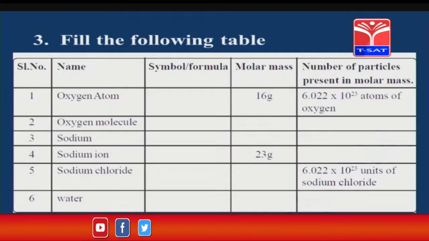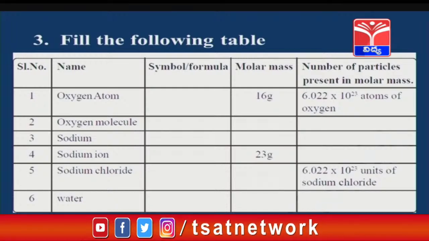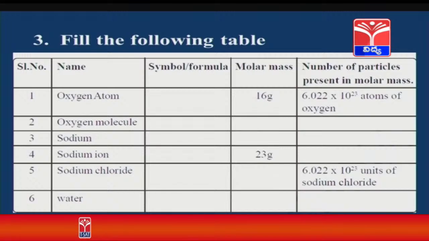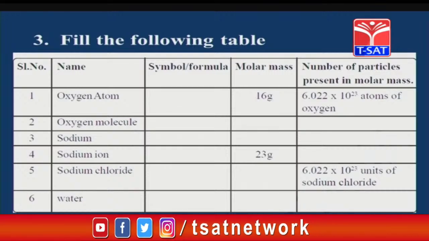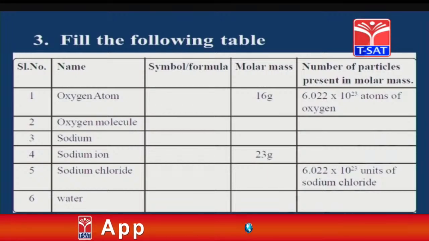And next, third one, fill the following table. Here 5 columns are there. In first column serial number is there, in second column name is there, and third column symbol or formula, in fourth column molar mass, and fifth column number of particles present in molar mass. Serial number 1, name oxygen atom. So, you have to write here the symbol of oxygen atom, and already given that here molar mass is 16 grams and number of particles present in molar mass is 6.022 into 10 to the power of 23 oxygen atoms.